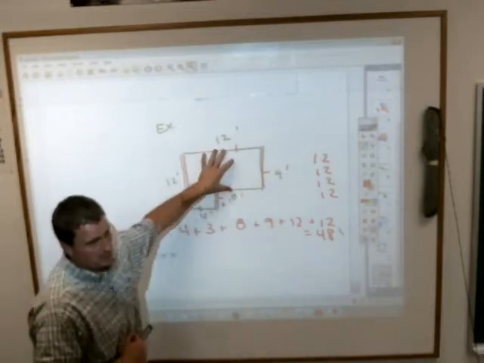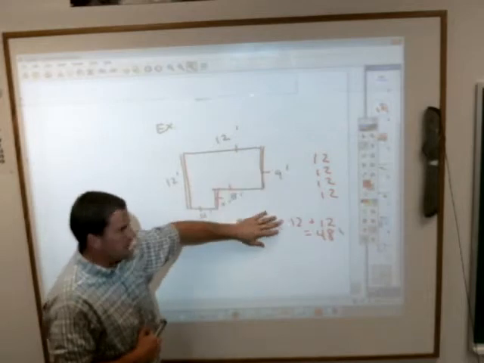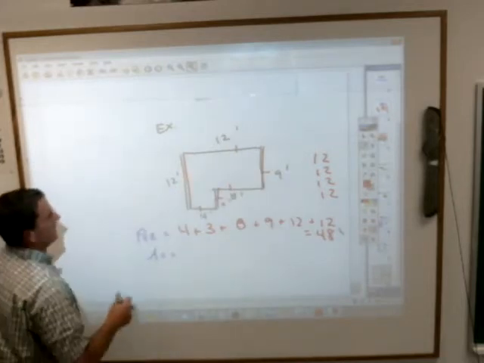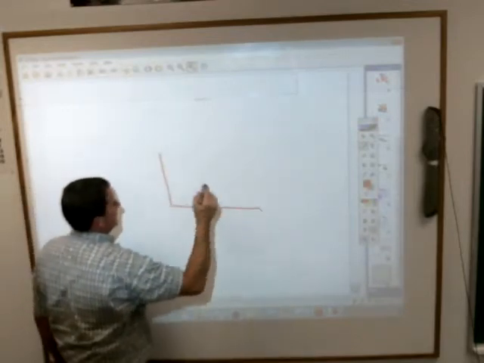That's not how many squares are inside that. We haven't done the area, we just did the perimeter. Okay, and the reason I told you this is because you may sometime come up to a shape that looks like this.